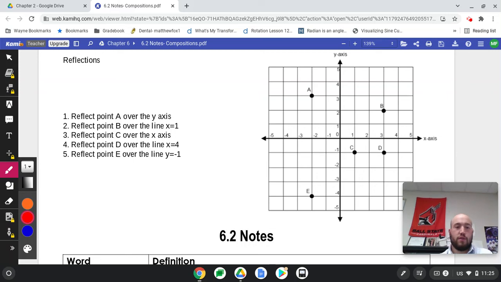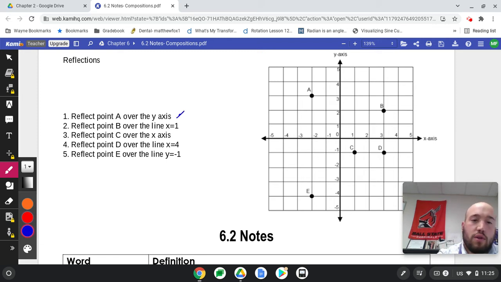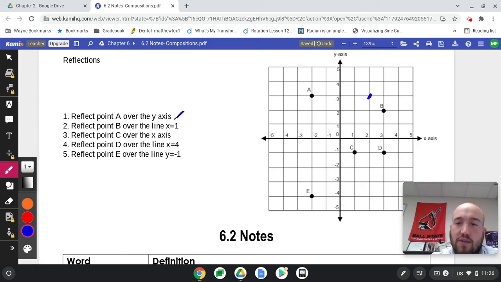All right, good morning. So today we're going to start off with some review over reflections. If we look here, if we reflect point A over the y-axis. So this one I'll do in blue. We know our y-axis. It's labeled on here. It's right here. Point A over the y-axis, it's 1, 2 to get to it. So 1, 2 will reflect past it. And remember that is not A, that's going to be A prime.